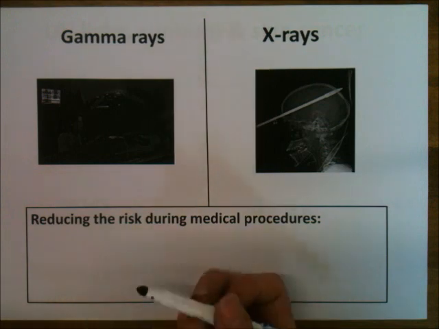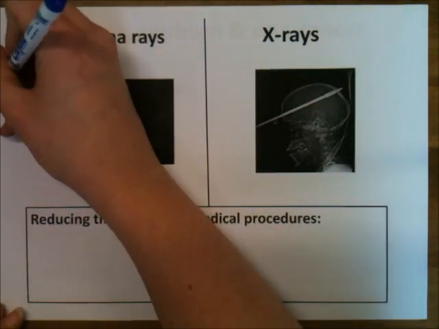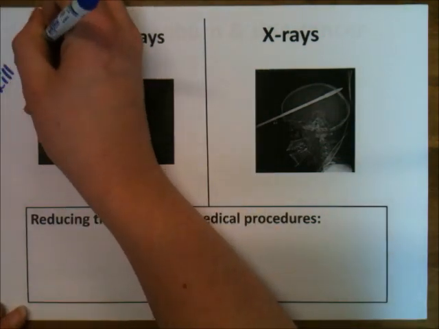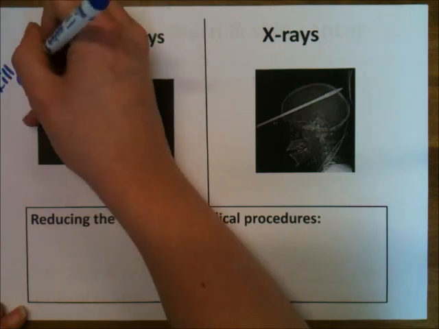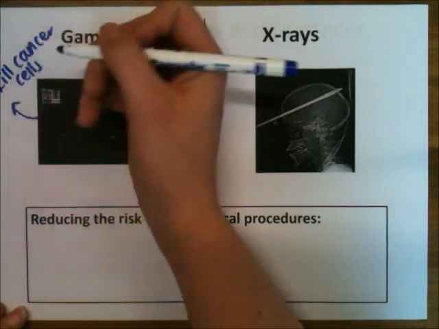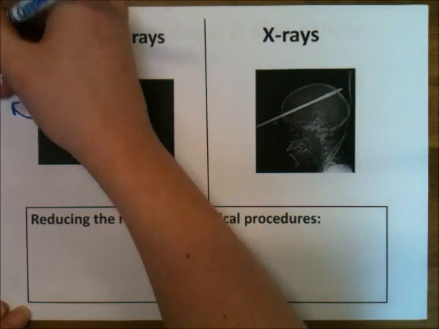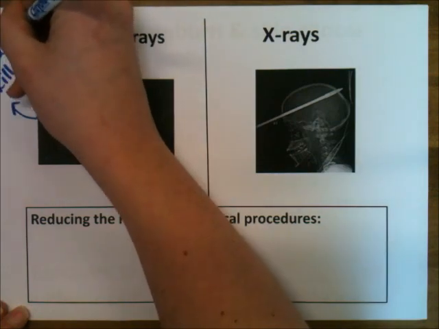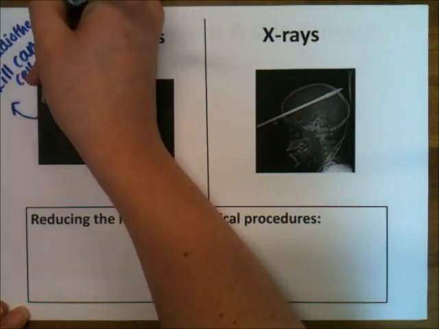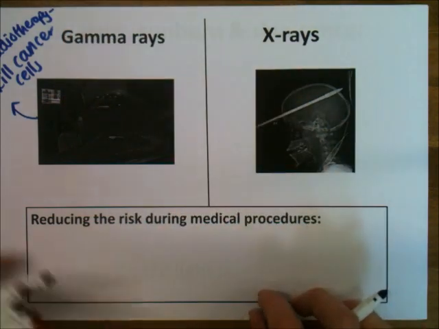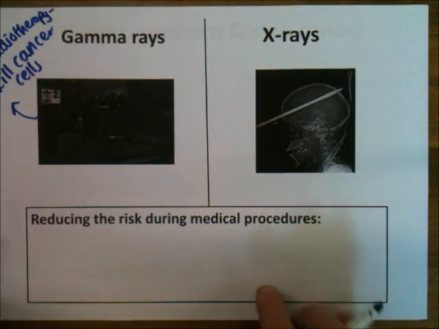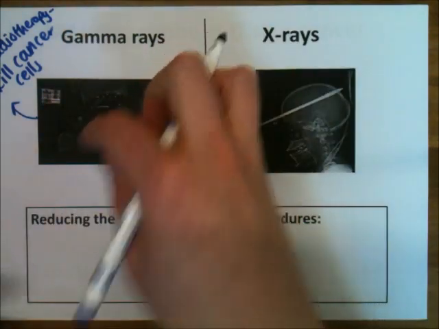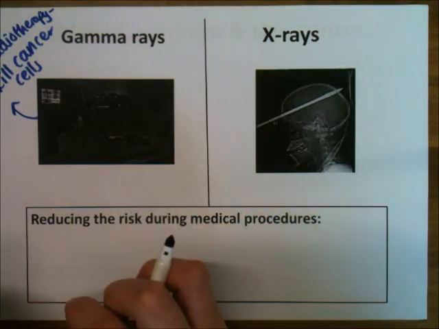So, gamma rays can be used to kill cancer cells. Because they can damage cells, they can kill cancer cells. They can cause cancer, but they can also kill cancer, okay? This is called radiotherapy. You might have heard people having radiotherapy after chemotherapy or instead of. That's gamma rays killing cancer cells. They send it to the place of the cancer and kill the cells there.